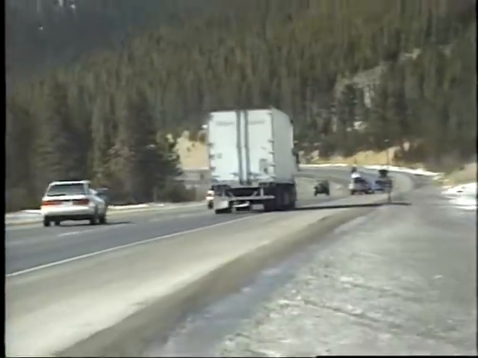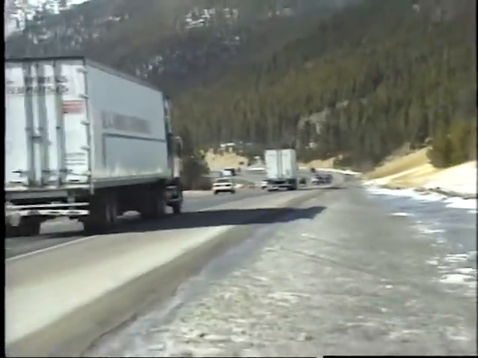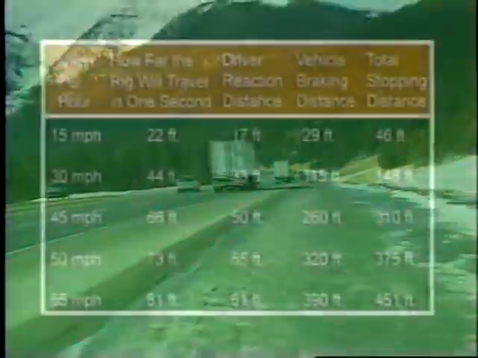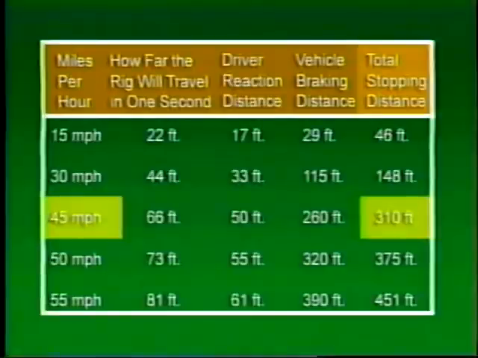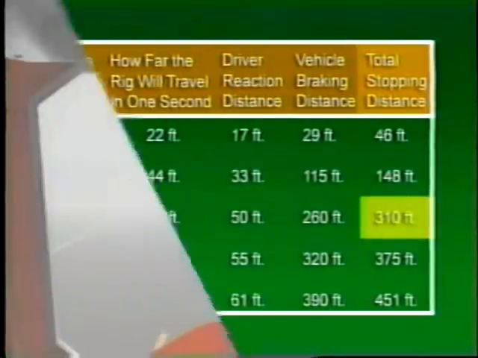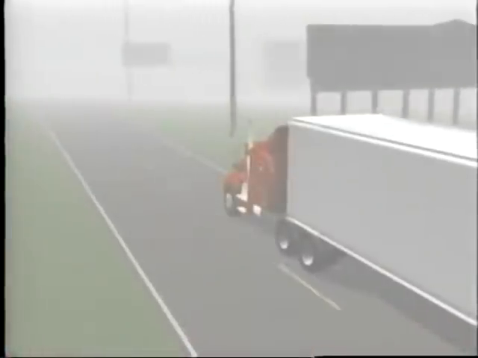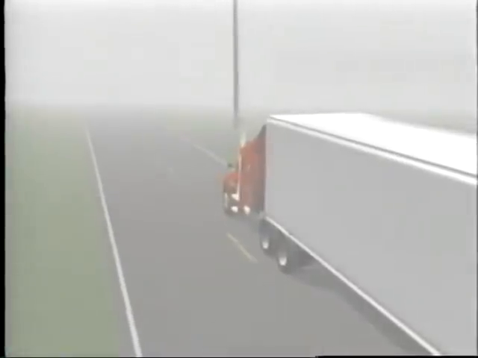Whatever the conditions, you'll need to adjust your speed according to how far you can see ahead. If you're traveling at 45 miles per hour, for example, you'll need 310 feet to stop your rig. If it's raining or foggy, you probably can't see 310 feet. If you can only see 100 feet ahead of you, you'll need to slow your speed to accommodate your field of vision to stay out of danger.